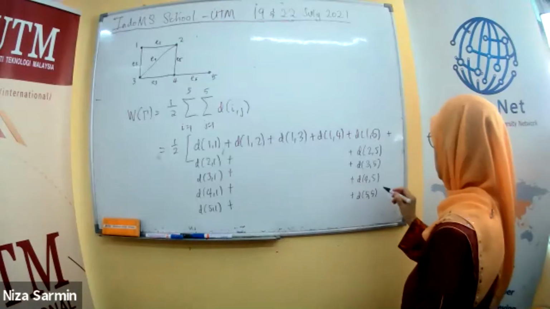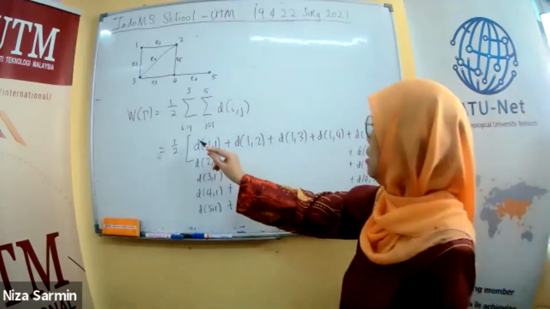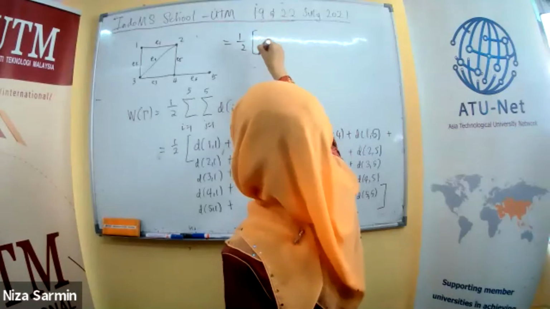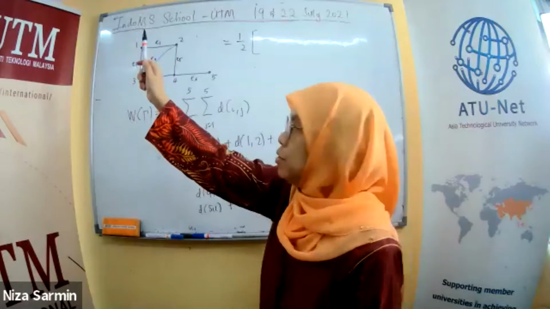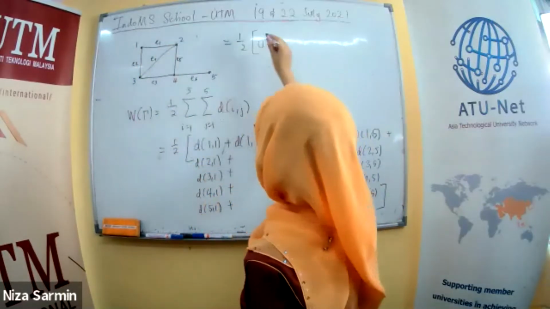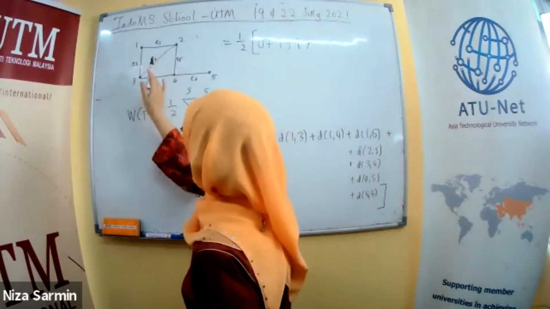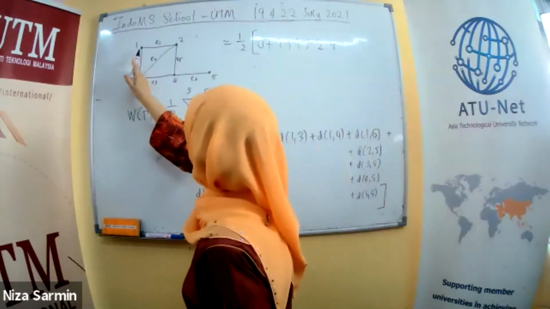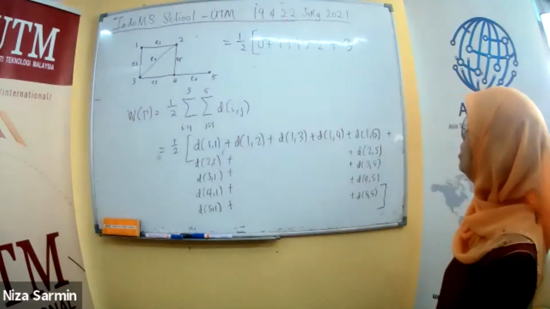Okay, and then all this. As one example, take this one. So I take this side. So 1, 1 is 0, right? 1, 1 is 0. 1, 2 is 1. 1, 3 is 1. 1, 4 is 2. 1, 5 is 3. Okay, so this one is 7.